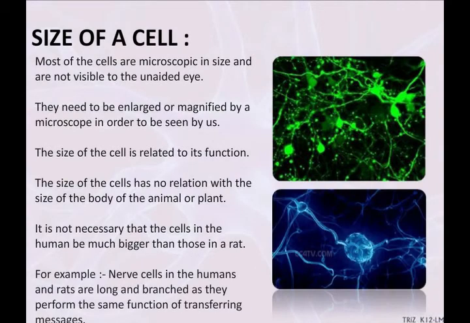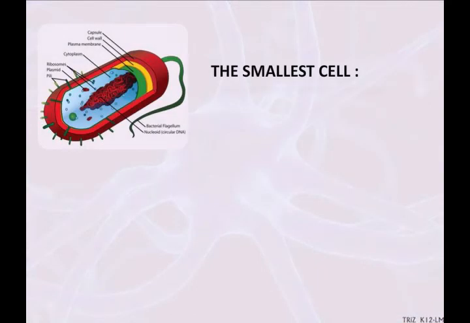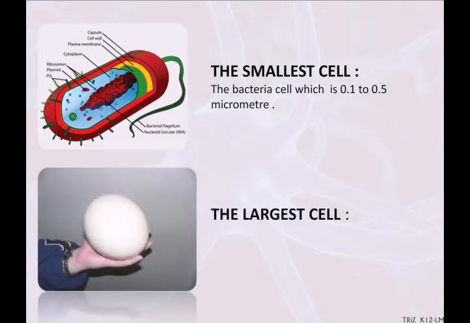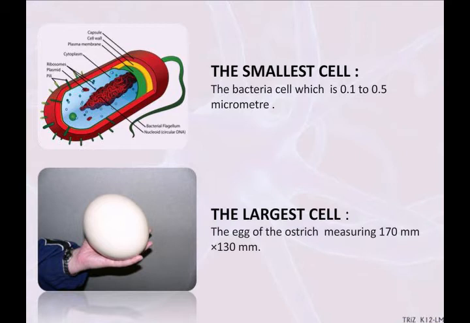For example, nerve cells in the humans and rats are long and branched as they perform the same function of transferring messages. The smallest cell is the bacteria cell, which is 0.1 to 0.5 micrometer. The largest cell is the egg of the ostrich, measuring 170 mm by 130 mm.